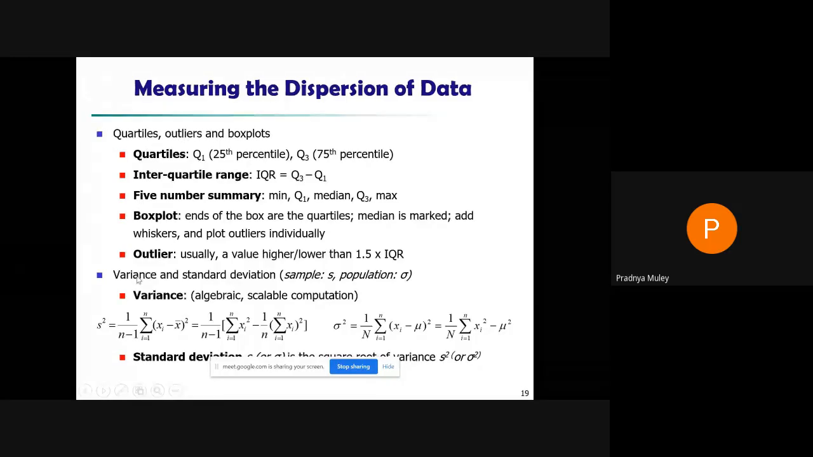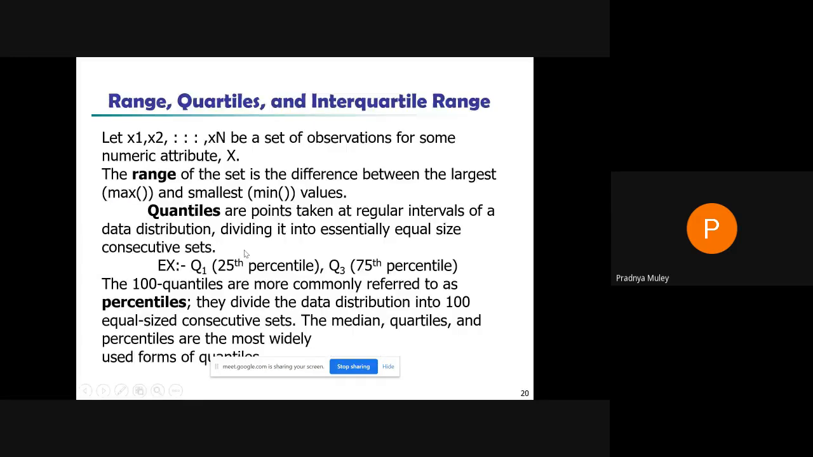Then we are going to see variance and standard deviation of the given data. So firstly, we will see what are quartiles, interquartile range, 5-number summary, box plot, and outliers. First of all, we will see what is range, quartiles, and interquartile range. So let x1, x2 up to xn be the set of observations for some numeric attribute x.